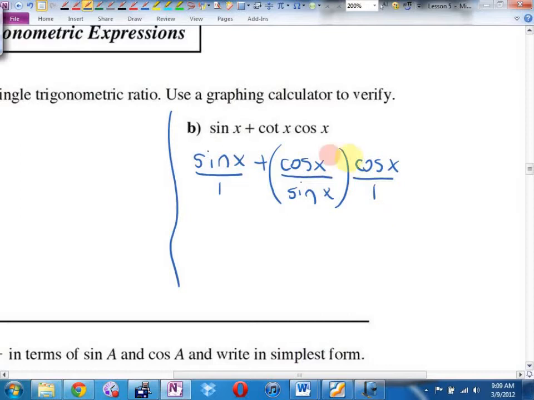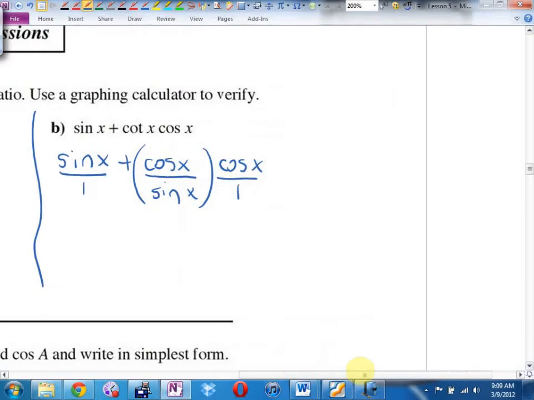These two are being multiplied, and BEDMAS says I have to do timesing before I add. How do I multiply two fractions together? Top times top, bottom times bottom. Thankfully, that's the easiest one. So this is going to end up being the sine x over 1 just carries. And you'll get cos times cos, which is just cos squared, over sine x. Is that okay, Tyler? Now I'm adding fractions.